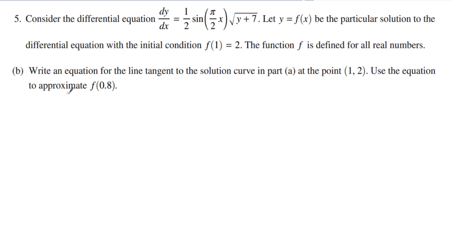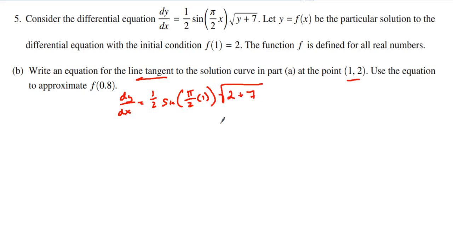You can see on B, we're writing an equation for the line tangent to the curve. And so what is the line tangent to the curve? It is the derivative at this point (1, 2). So we are plugging into dy/dx: 1/2 sine of pi over 2 times x, which is 1, times the square root of 2 plus 7. And let's see what we have. Sine of pi over 2 is equal to 1. So we have 1/2 times 1 times the square root of 9, which is 3. So we have 1/2 times 1 times 3, which ends up being 3/2.